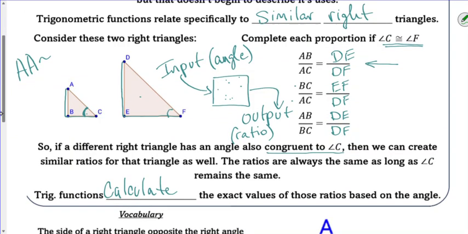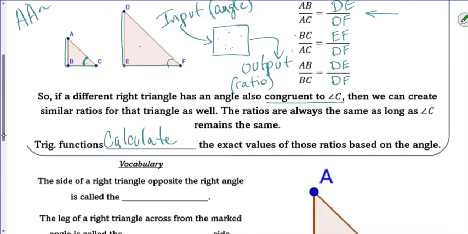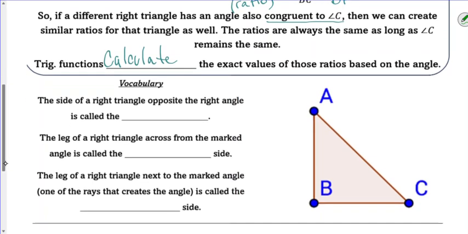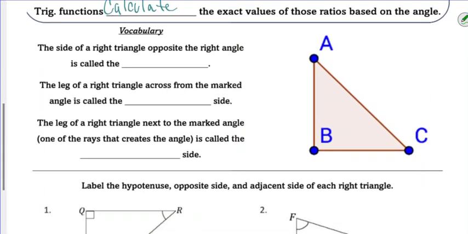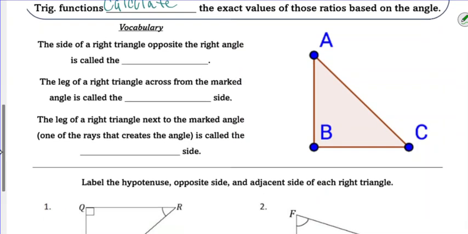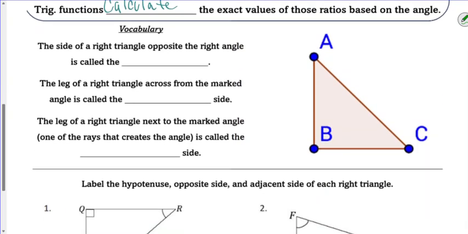Okay, that was a lot. If you didn't understand that, that's okay. The broad point that I want you to understand is that a trig function does some calculation for us. You input an angle, and the output is some number relating to sides.